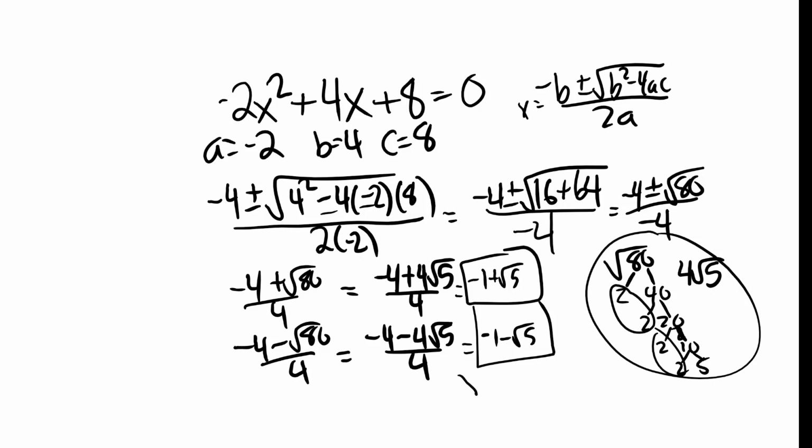Subtle reminder, when you put this into Pearson, you would write this as x equals negative 1, and it doesn't matter which order you put them in. Negative 1 plus root 5, comma, negative 1 minus root 5 would get you the right answer on that.